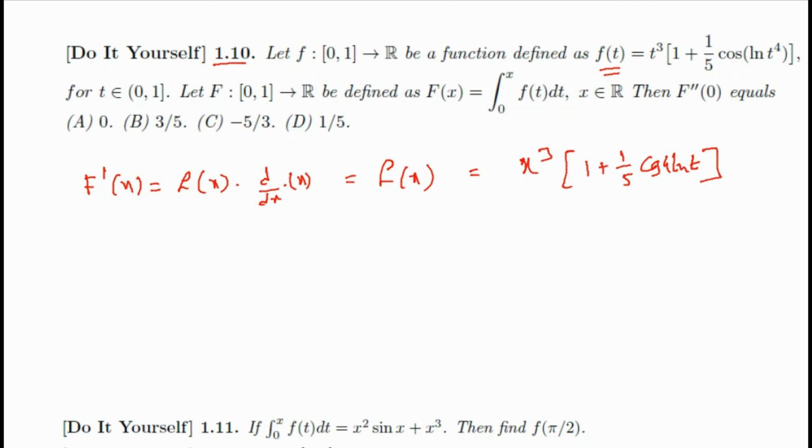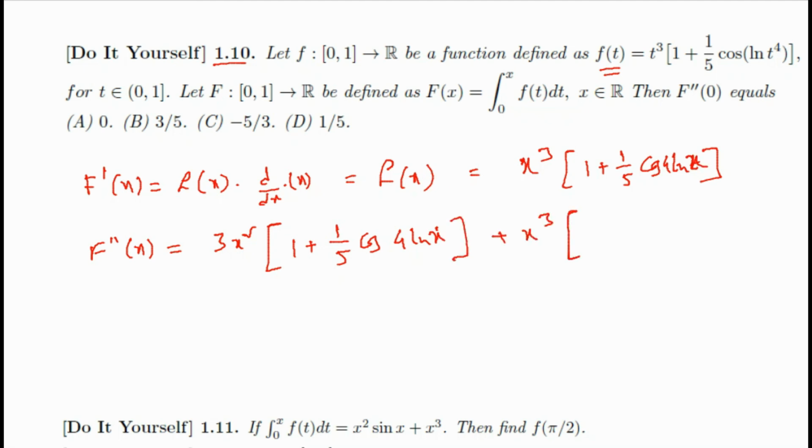Now you just take the double derivative of that, so f double dash x equals 3x square into 1 plus 1 by 5 cos 4 ln, so this is not t, this is x, 4 ln x, plus x cube into minus 1 by 5 sine 4 ln x into 4 by x. Now this x will get cancelled and this will be x square. F double dash 0 will be 0.